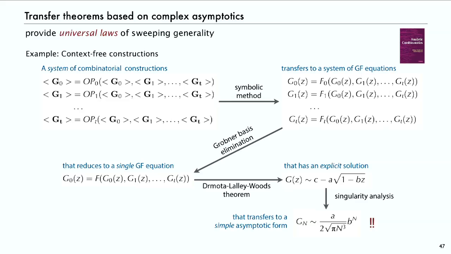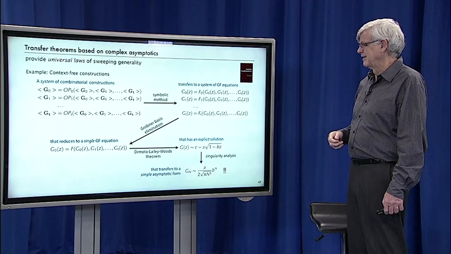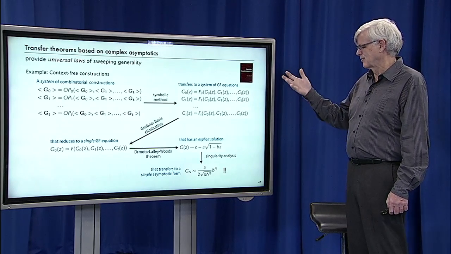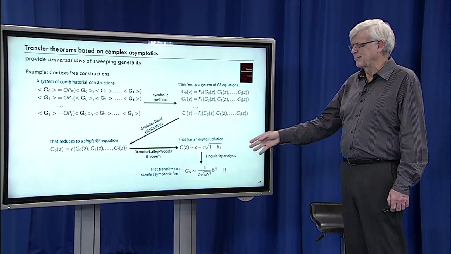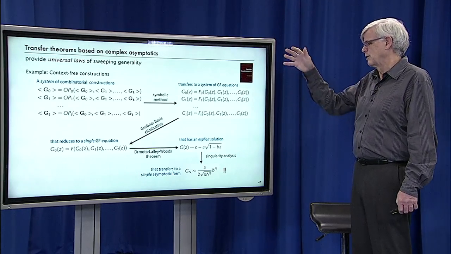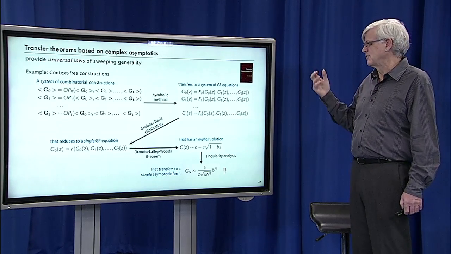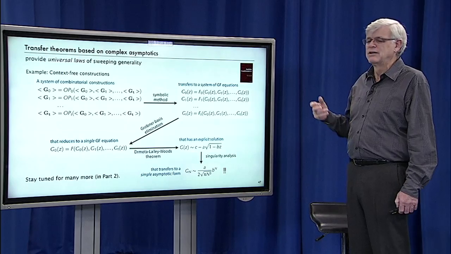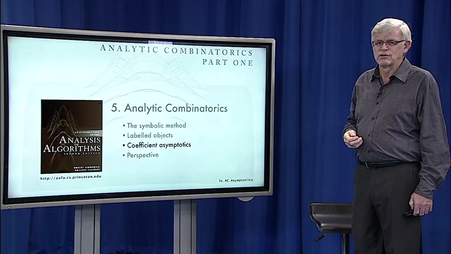So any such combinatorial construction is asymptotic to a over 2 square root of pi n cubed, times b to the n, where a and b are constants that we can explicitly calculate from the construction. It's an amazing universal law. And you can find in older mathematical literature hundreds of papers that come up with these kinds of results that this one process covers. And that's just one example of universal laws that we see in analytic combinatorics. There are many more. So that's an introduction to coefficient asymptotics.